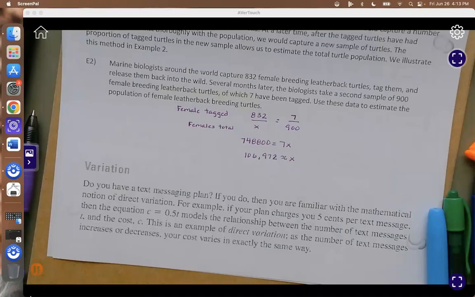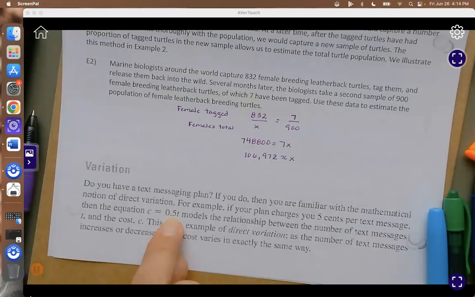Okay. So do you have a text messaging plan? We don't anymore. It's just free. Okay, so this is way back in the day. This is how it worked. If you do, then you're familiar with the mathematical notion of direct variation. For an example, if your plan charges you 5 cents per text message, yeah, we used to have to pay per message, then the equation C equals 0.5t models the relationship between the number of text messages t and the cost C. So 50 cents per text.